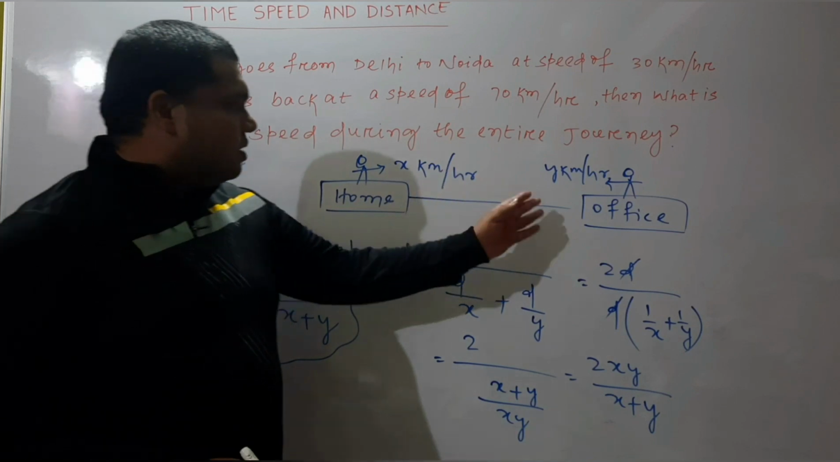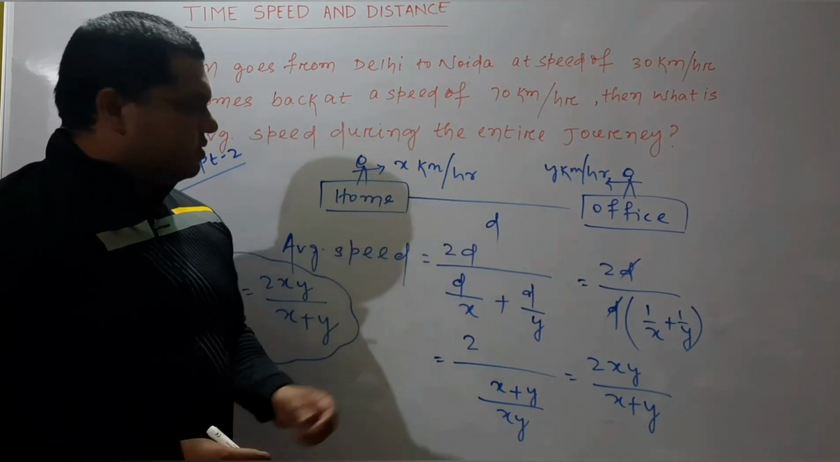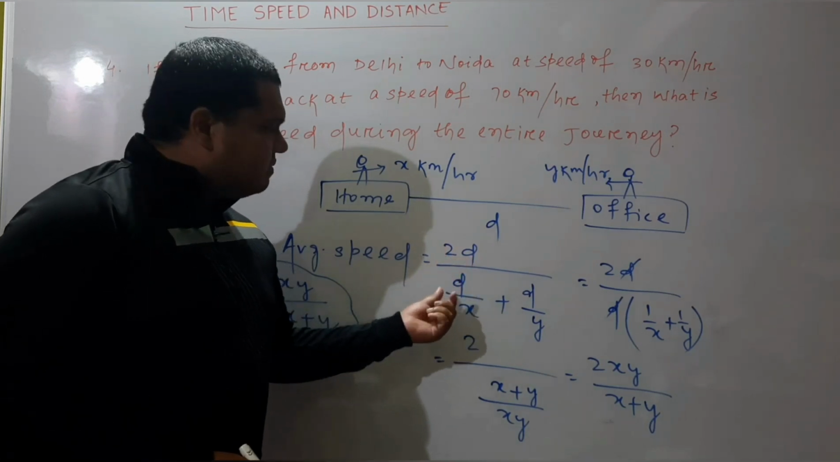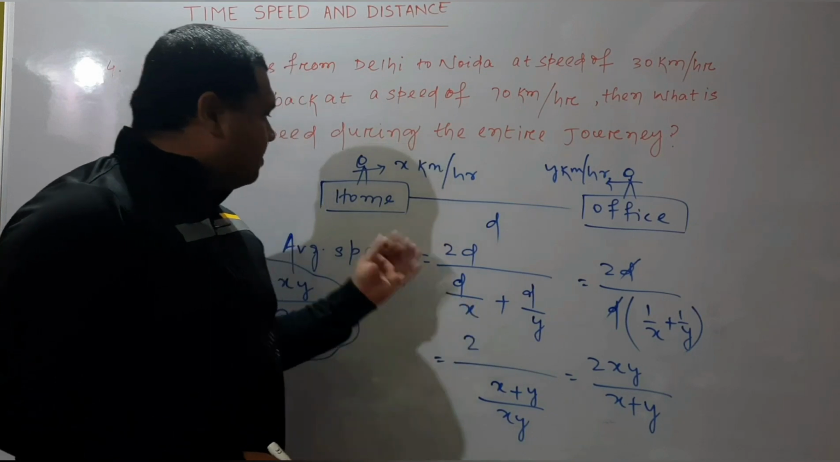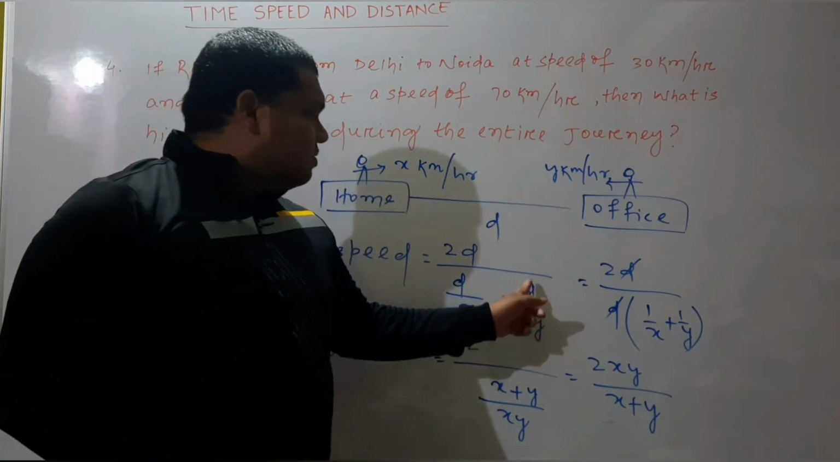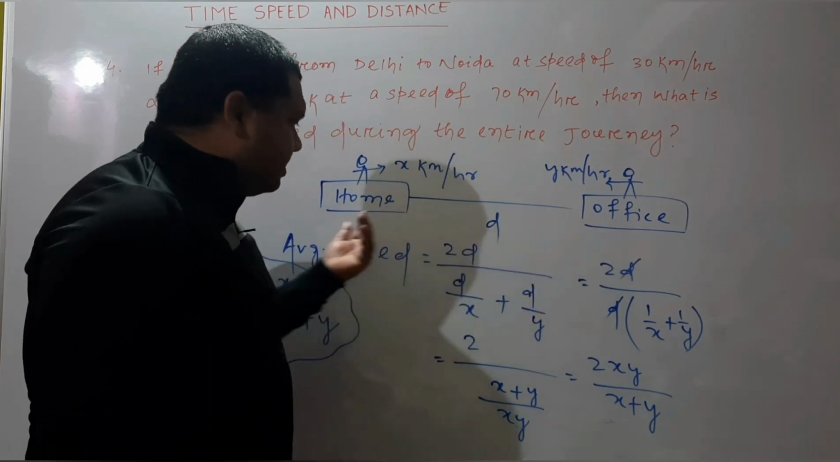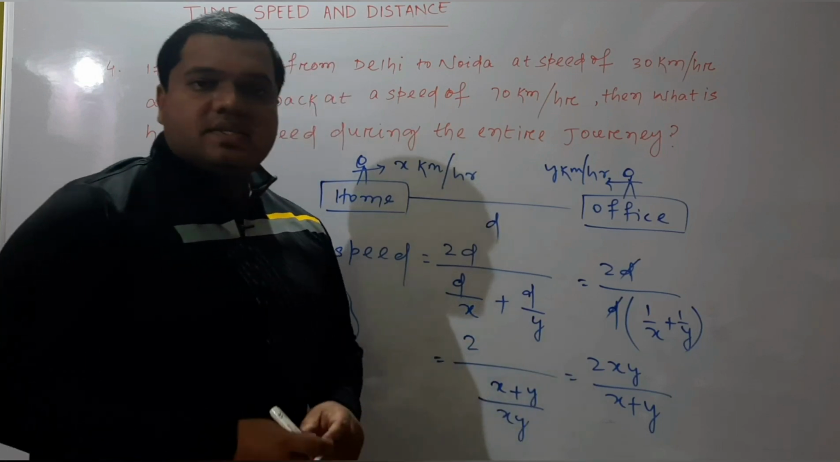Here from home to office distance is d, again from office to home your distance is d. So here we can write 2d divided by d by x plus d by y. This is the time taken from home to office, that is d by x, and the time for office to home, when you return back, is d by y.